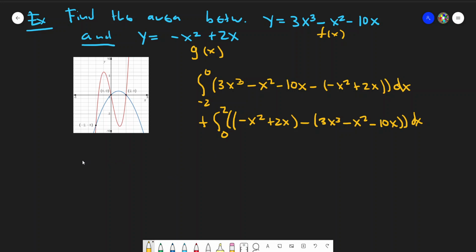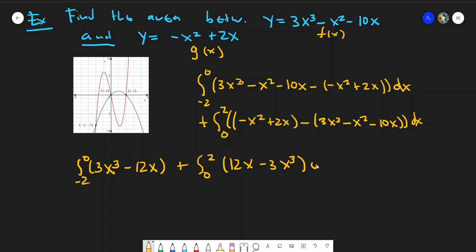So the first integral is from -2 to 0, and that's going to be 3x cubed minus 2x, and I can see that the x squares are going to cancel out also. So that's just going to be minus 12x. And then we have plus the integral from 0 to 2. This is pretty much the reverse, because if this is f minus g and this is g minus f, then it's just opposite in sign. So that's going to be 12x minus 3x cubed, dx.